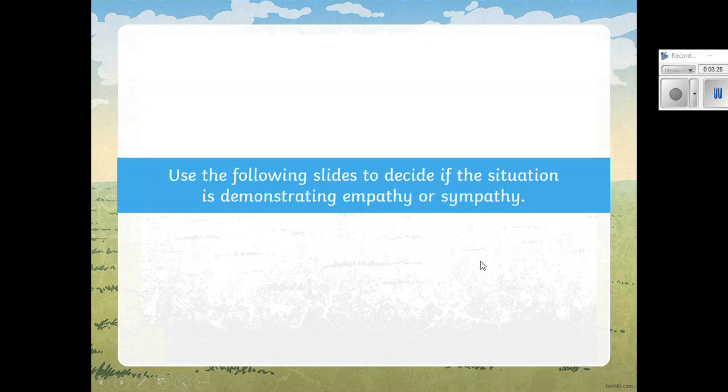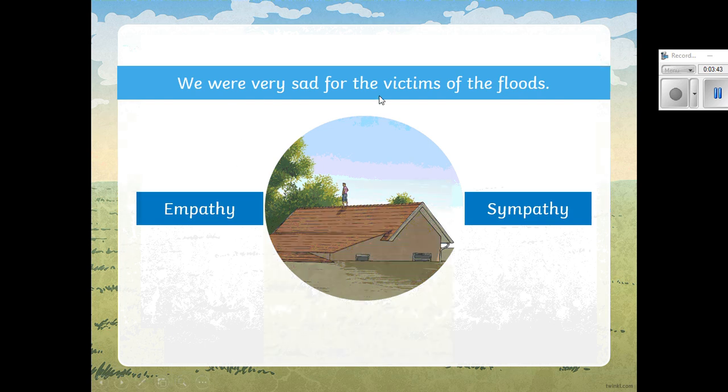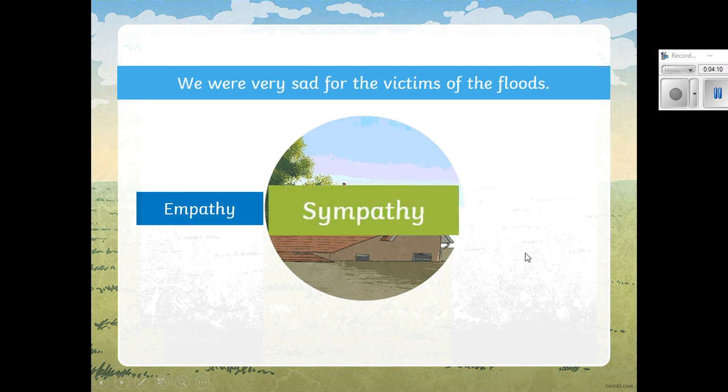Right, okay, we're going to go through the following slides and we're going to decide whether the situation is demonstrating empathy or sympathy. Okay, so we were very sad for the victims of the floods. Okay, so we were very sad. Is that showing empathy or sympathy? Okay, I'm going to say sympathy because we're not actually in their shoes. We're very sad that this has happened, but I don't think we're seeing it from their point of view. So sympathy.